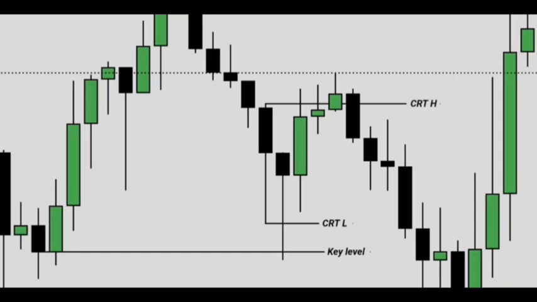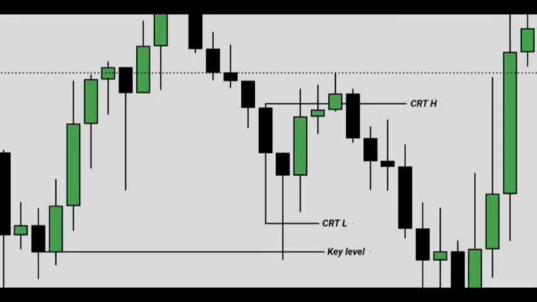So what are the things you want to look for when you are trading the 159? The first thing is that you want to pick a time-based CRT. That means you want to mark your 1 a.m. CRT candle. That is the first thing. Once you mark your 1 a.m. as your CRT candle, then you want to find a valid key level that is close to that CRT that you pick.